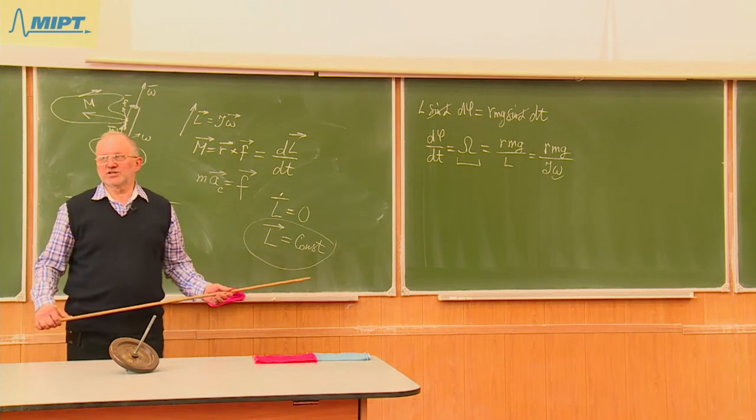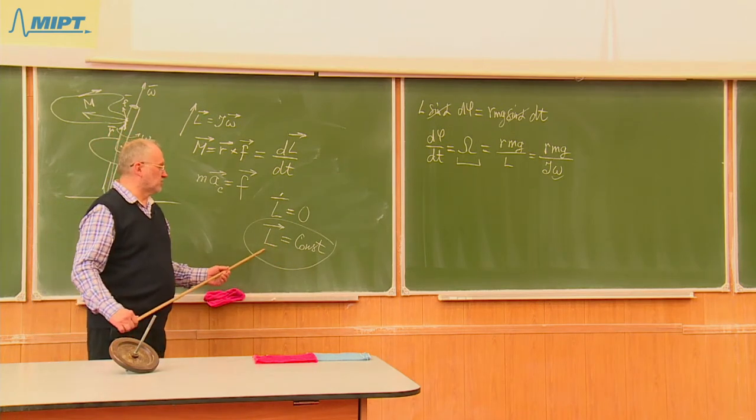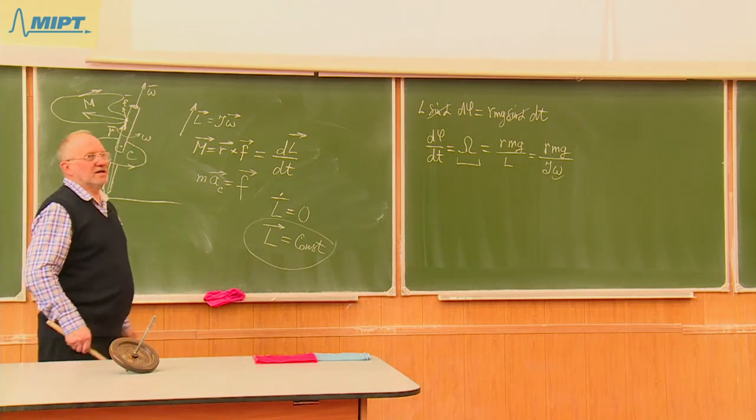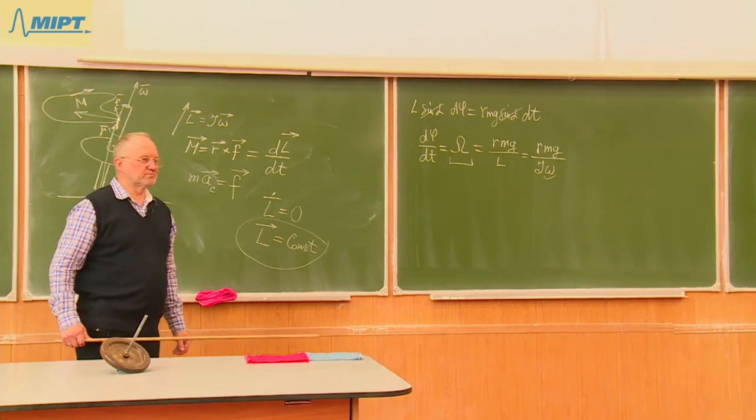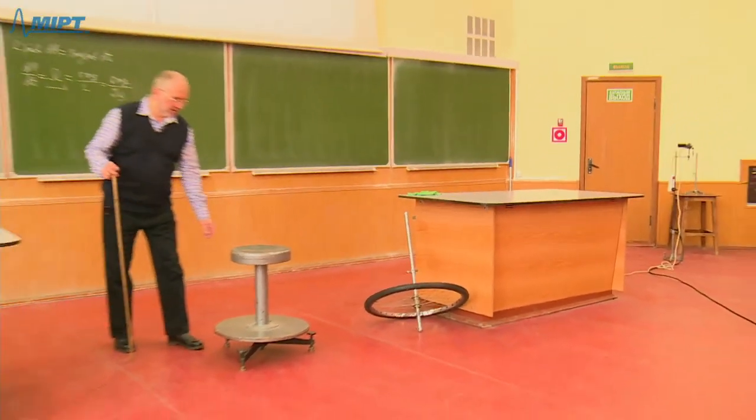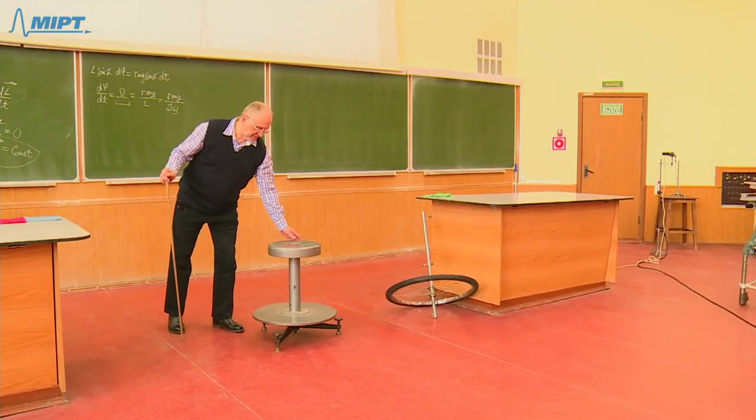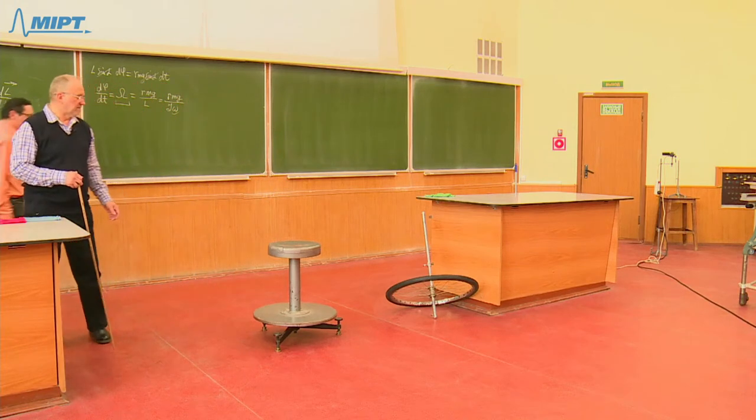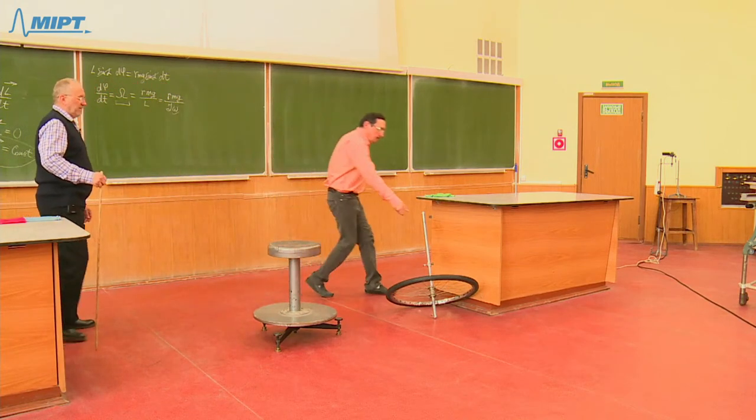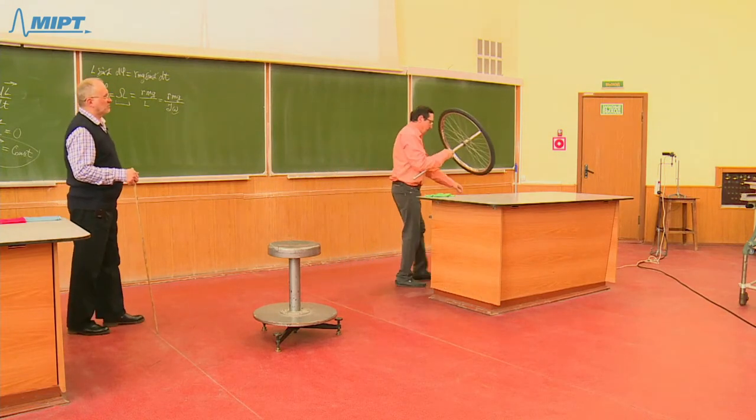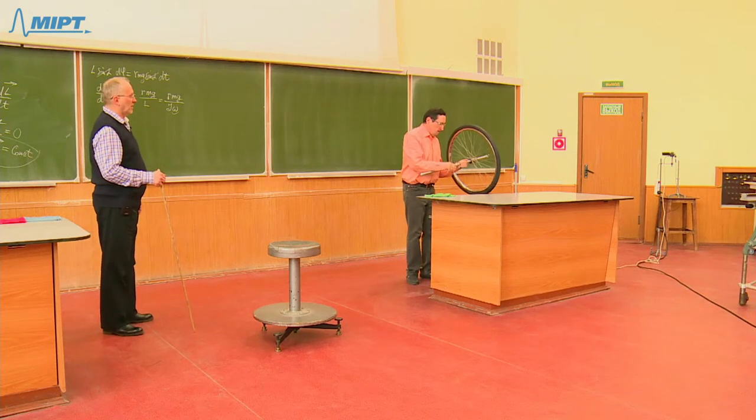The conservation of angular momentum will be demonstrated now on this interesting experimental setup. We have a rotating chair which can easily rotate about the vertical axis. And also there is a bicycle wheel which will be rotated quickly now.